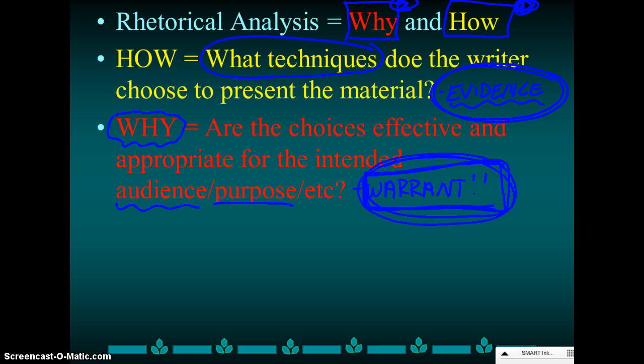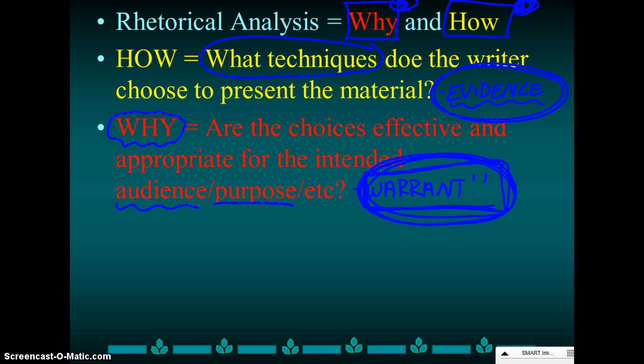Why is this being used? What is its purpose? Why is it there? What is it doing? How is it relating to the purpose? How is it relating to the audience? Okay? In order for you to have warrant, you most certainly need to have the evidence, right?